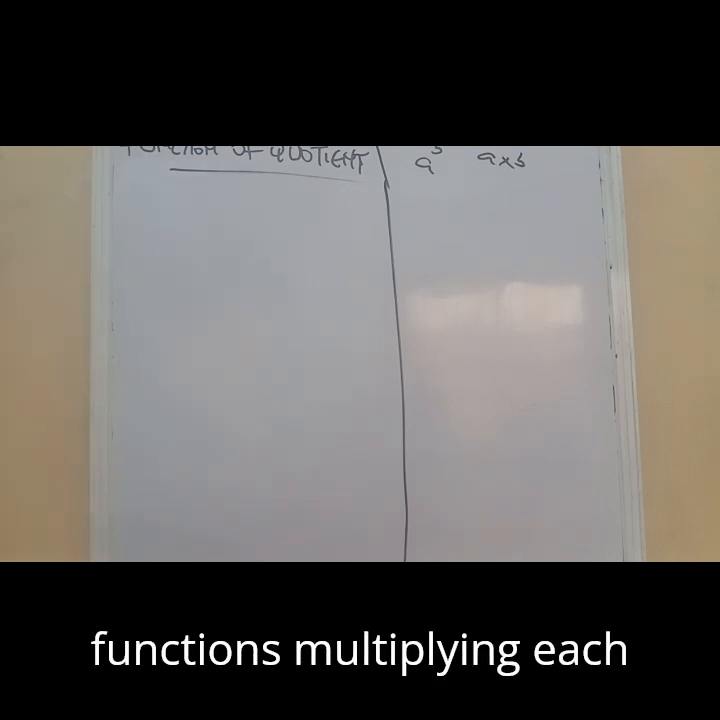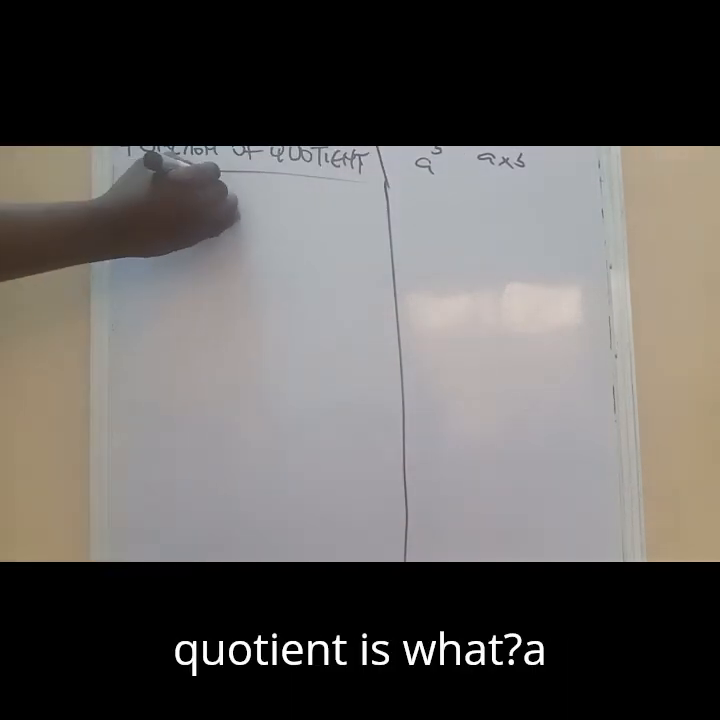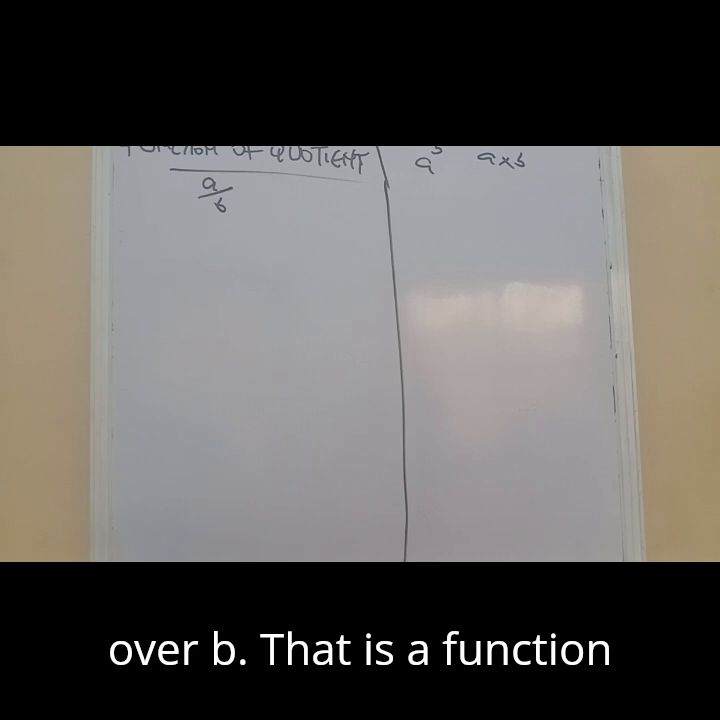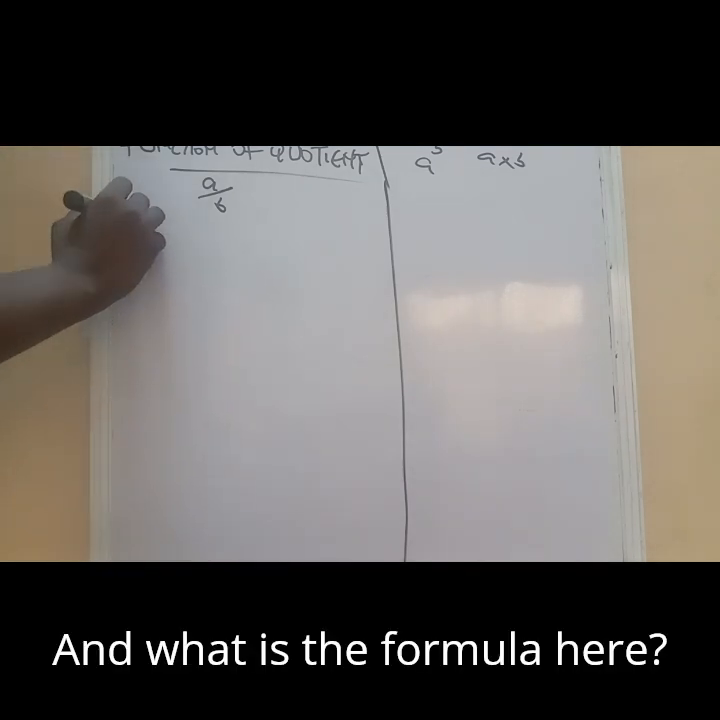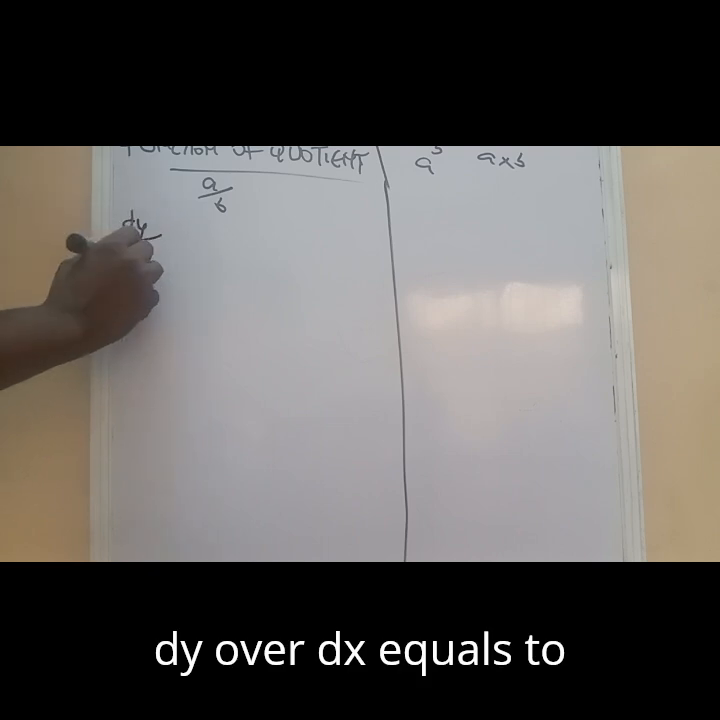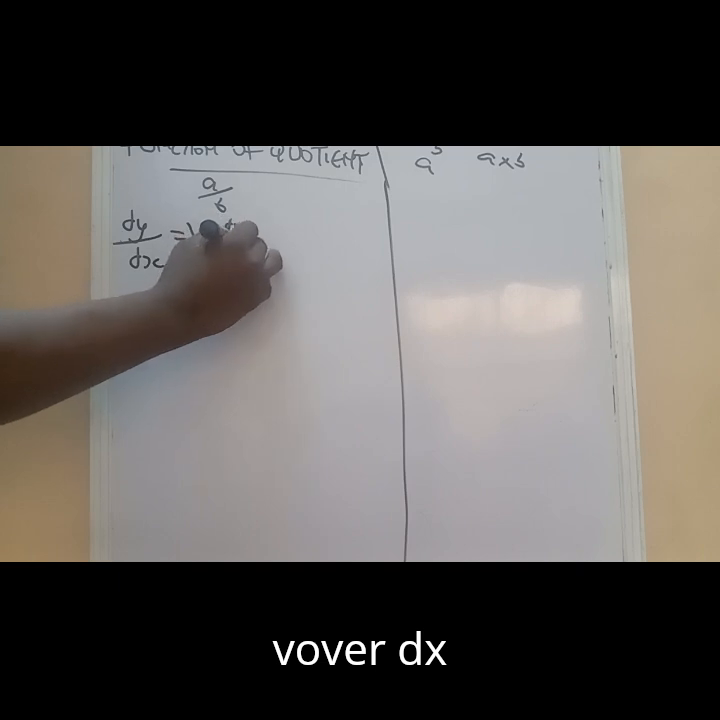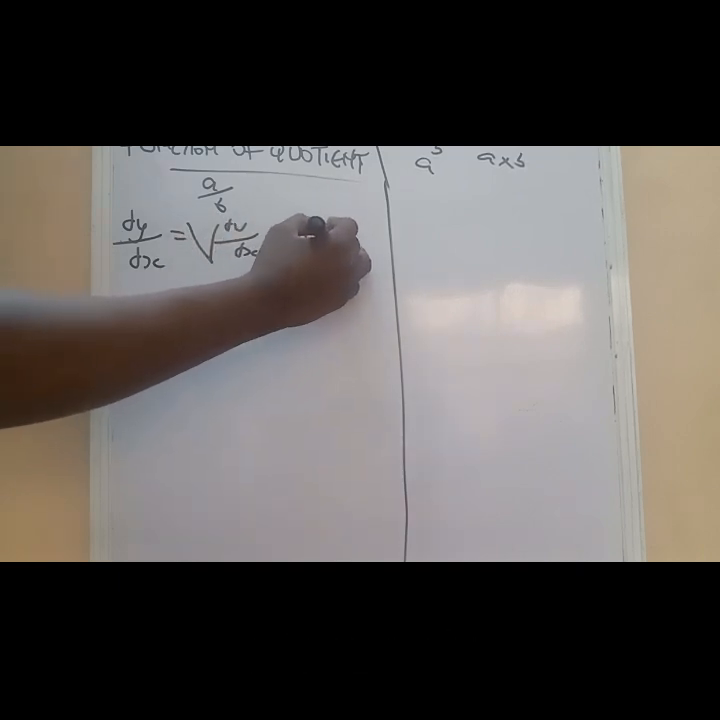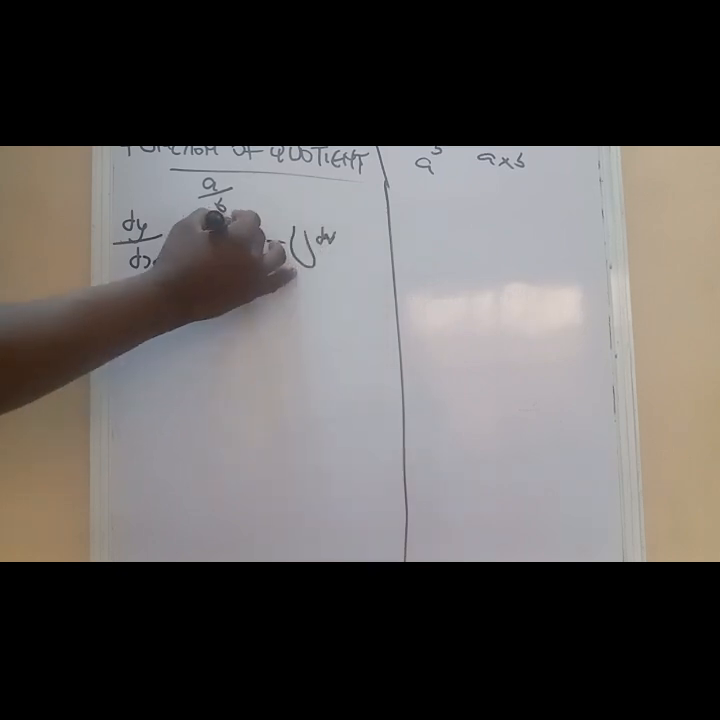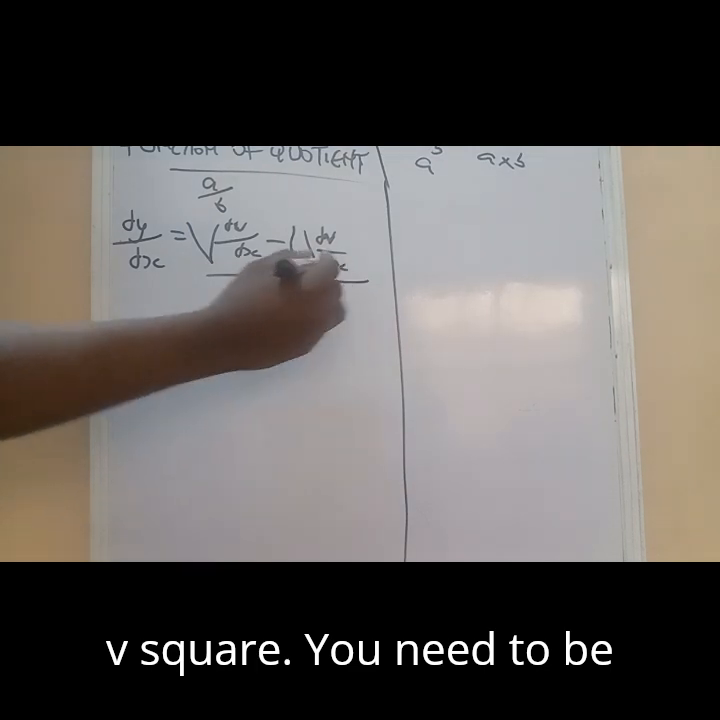Like I said, it can be more than two functions. Whereas quotient is A over B. That is a function dividing the other function. And what is the formula? Here is dy/dx equals v du/dx minus u dv/dx, all over v squared.